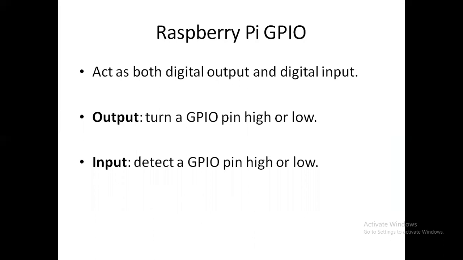So, Raspberry Pi GPIO. GPIO stands for general purpose input output. What is GPIO? It is a general purpose input output. They act as both digital output as well as digital input.